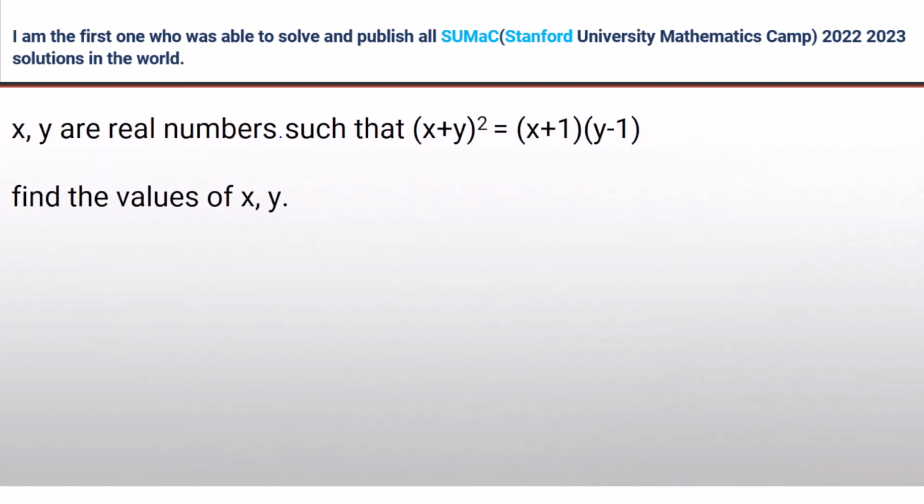x, y are real numbers such that (x + y)² is equal to (x + 1)(y − 1). Find the value of x + 1. So here we have (x + y)². If you know the identity, you can expand this. If you don't know, you can write it twice.